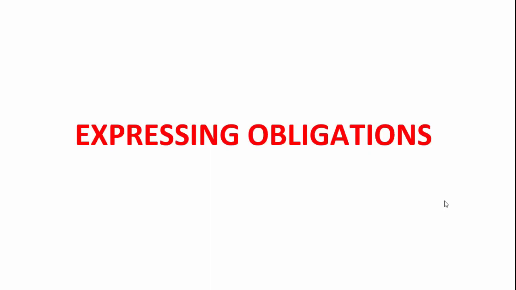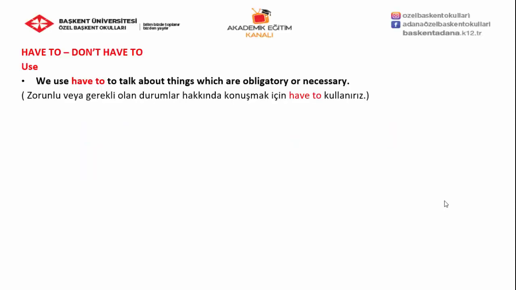Expressing obligations. Let's look at this topic. Have to or don't have to. We use have to talk about things which are obligatory or necessary. Zorunlu veya gerekli olan durumlar hakkında konuşmak için have to kullanırız.